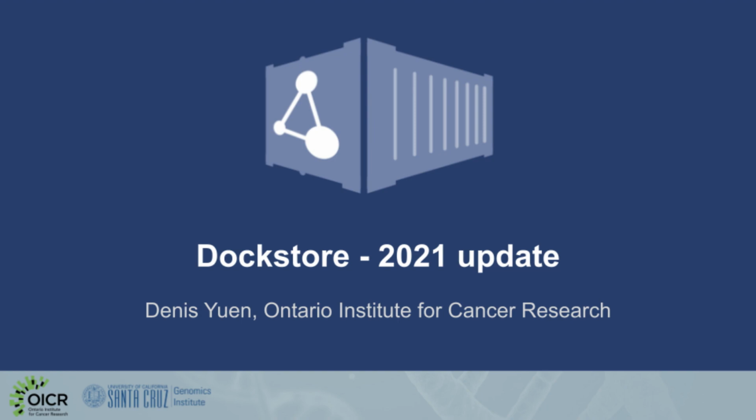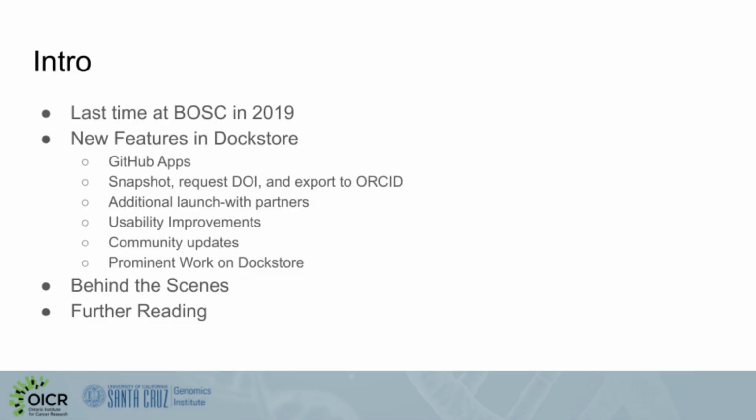By way of introduction, we'll be talking briefly about the last time we presented at BOSC in 2019. We'll be talking about new features in Dockstore, such as Github Apps, snapshotting, requesting DOIs and exporting to ORCID. We'll be talking about additional launch with partners, usability improvements that we've made. We'll also be talking a little bit about prominent work on Dockstore by way of introducing some of our features for the community. And we'll be wrapping up by taking a brief look behind the scenes and at some resources that can be used to learn more about Dockstore.